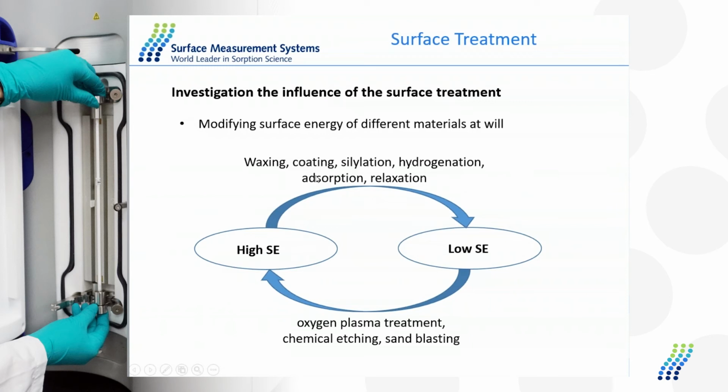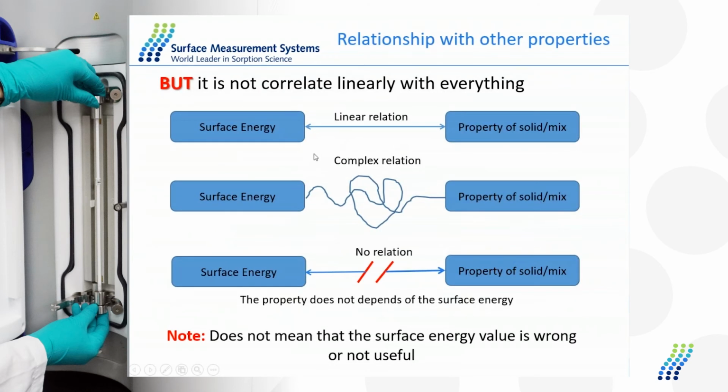So in this case, you might want to decrease the surface energy by silanizing, by waxing, by coating, or somehow relaxing the surface such that it interacts with the other materials you want it to interact with. Surface energy very often can have a direct linear correlation to a bulk property of a solid or a mixture. This is very often the case when you're looking at powder flow or agglomeration or sticking.